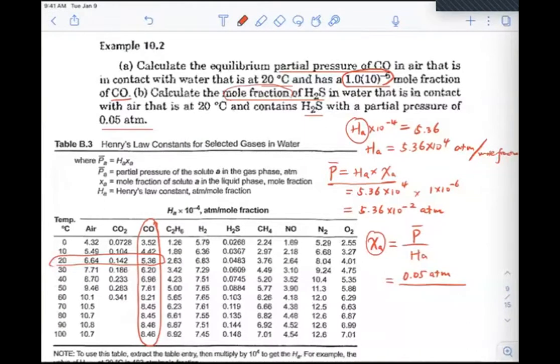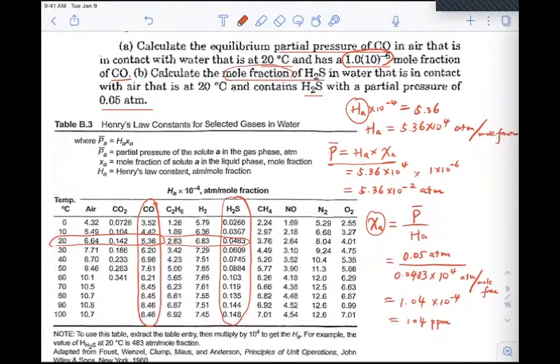This is at 20 Celsius again, and we're looking at the hydrogen sulfide column. This Henry's constant is going to be 0.0483, and remember, we have to multiply that by 10 to the 4th atmosphere per mole fraction. If you plug in the values, you find that this is 1.04 multiplied by 10 to the negative 4, which means it's basically 104 ppm. To get the ppm value, you just multiply by 10 to the 6. And you have the final mole fraction of the hydrogen sulfide.